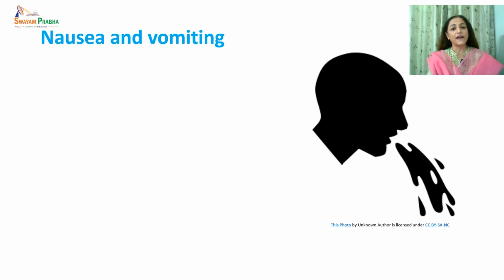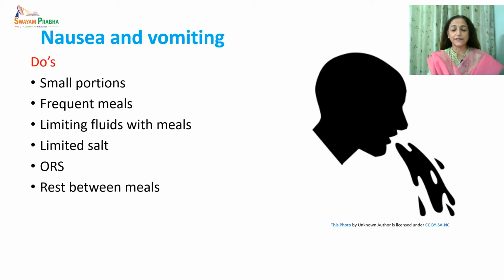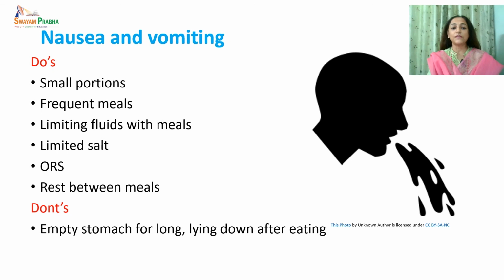For nausea and vomiting, small portions can be considered along with frequent meals, and fluid should be limited with the meals. Then limited salt can be given. ORS is very handy in these conditions, and rest can be taken between the meals so that nausea and vomiting subside. And we have to ensure that the patient is not on an empty stomach for a longer period of time, and he should not lie down immediately after eating.